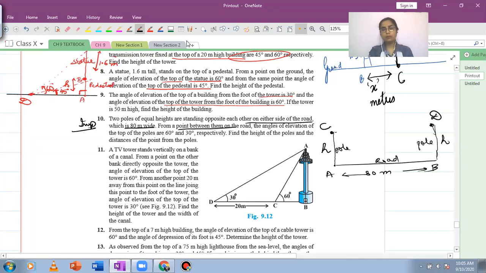Now you need to take a point somewhere on the road, anywhere on the road. Let this be the point of observation. From point O, the tops of the two poles are observed.